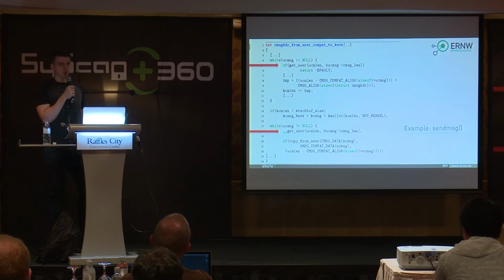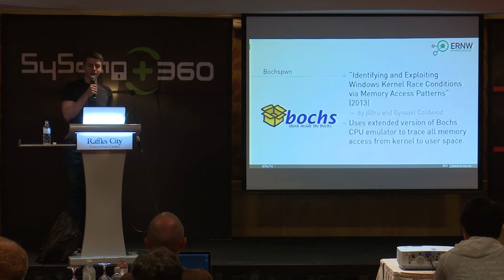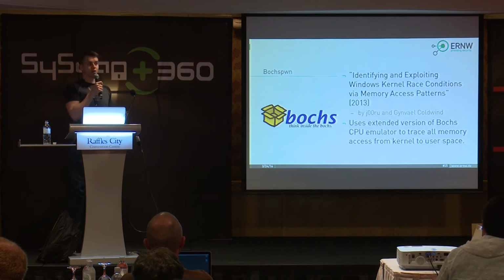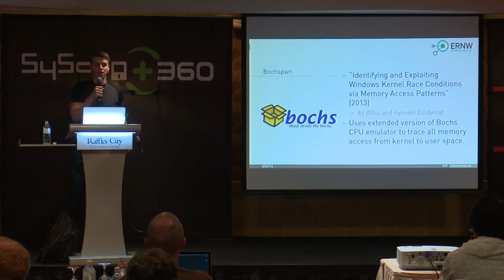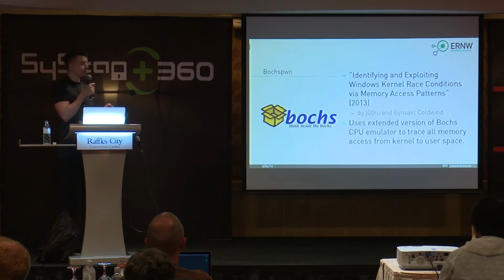After this research in 2007, 2008, there wasn't that much published about double fetches until 2013, when there was the paper "Identifying and Exploiting Windows Kernel Race Conditions via Memory Access Patterns" by Jurczyk and Coldwind. It's also known as Xenpwn.